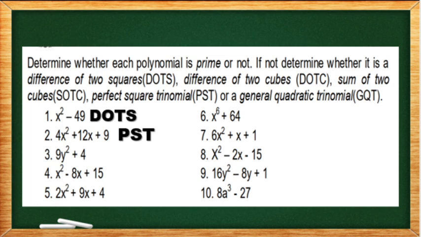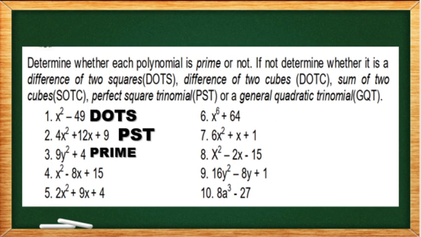Number 3, binomial ulit. Pero ang operations sa gitna ay plus. So, ang pwede lang daw sa kanya, possible ay SOTC kasi sum. Pero, ang terms ay hindi perfect cube. They are perfect squared. So, therefore, prime kagad siya.